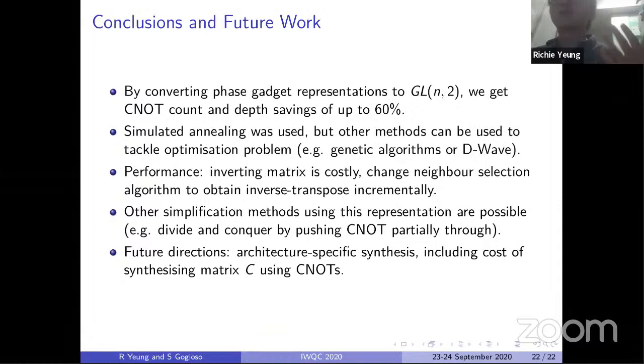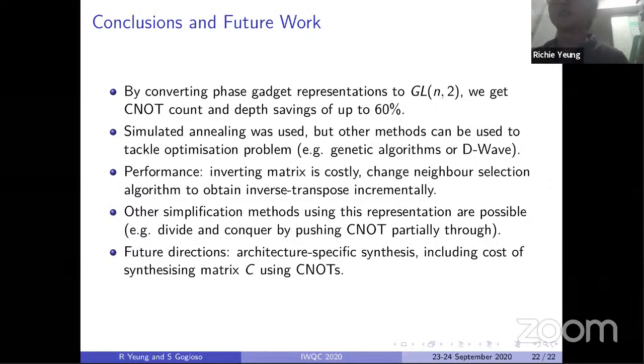One of the drawbacks of this method is the performance. So in our key lemma, we had to take the inverse transpose to obtain the action on the X phase gadget. As you may know, inverting a matrix is quite expensive, and there's no built-in method in NumPy to invert these matrices in GF2, so we had to use Gaussian elimination directly, which was quite slow. I think there are probably better, more optimized ways of doing this.